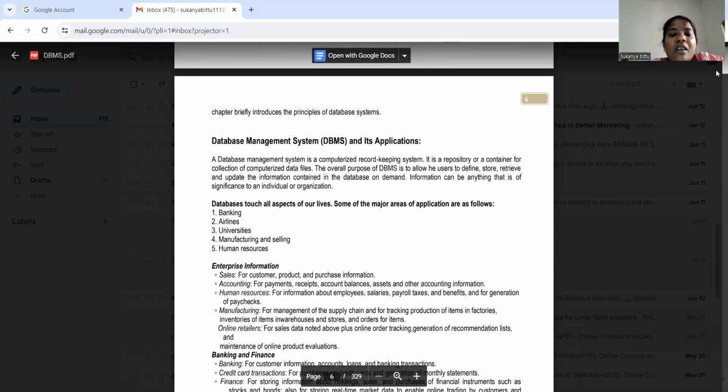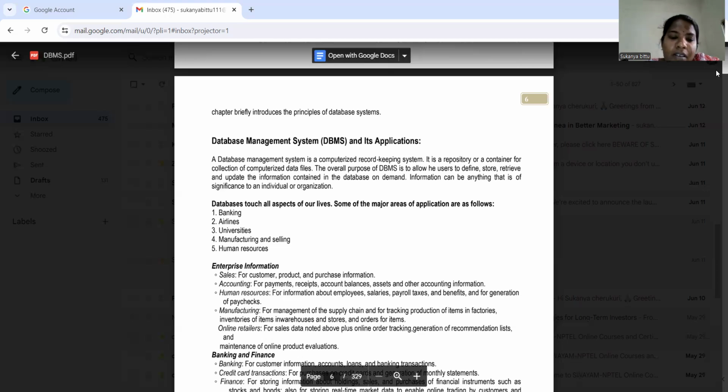So a database management system is a computerized record keeping system. It is a repository or a container for a collection of computerized data files. The overall purpose of a DBMS is to allow users to define, store, retrieve, and update the information contained in the database. Information can be anything that is of significance to an individual or organization. Suppose I give some examples.